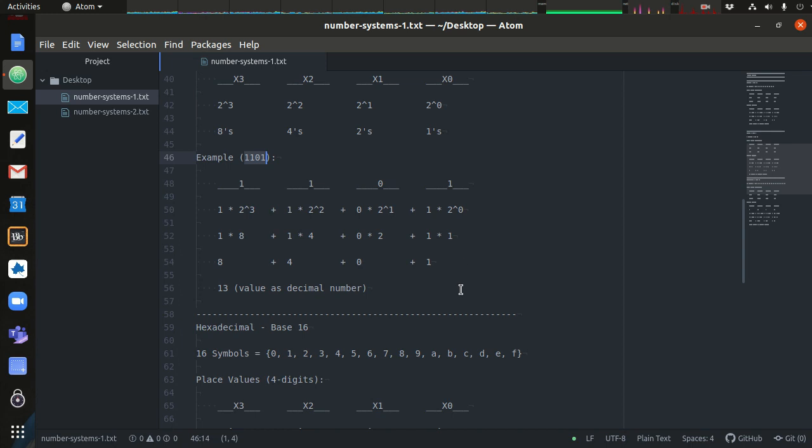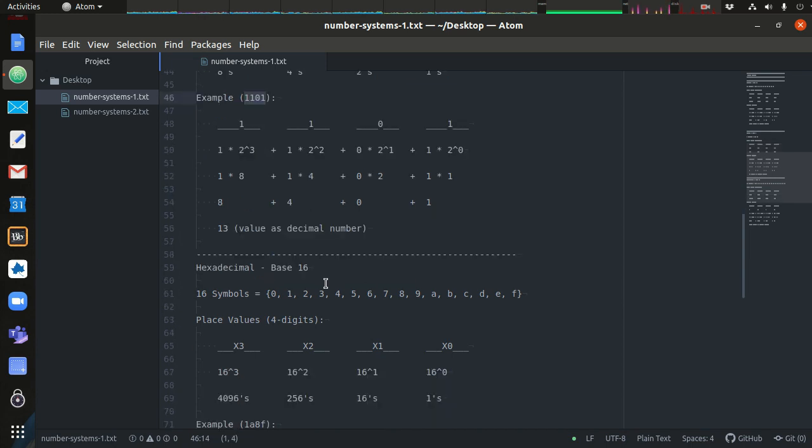Okay, so let's try another number system. Hexadecimal. This is base 16. So instead of base 10, where you have 10 symbols, now we have 16 symbols. We know that 0 through 9 are 10 symbols, and we're out of symbols, right? So what do we use? Well, we can move to the alphabet, and so these are an additional 6 symbols. So that's 11, 12, 13, 14, 15, 16, a total of 16 symbols.